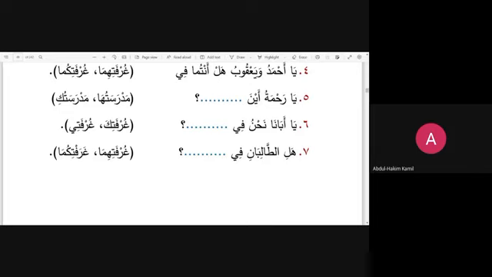Now, we fix that, because it's saying "hal talibani," are the two students. You're talking about them. Now, go to ghurfatihima. And because of fee, the pronunciation changes. Ghurfatihima, ghurfatihuma, it's the same meaning, but the pronunciation is different because of the fee.